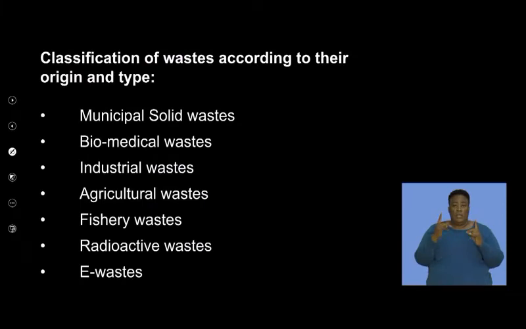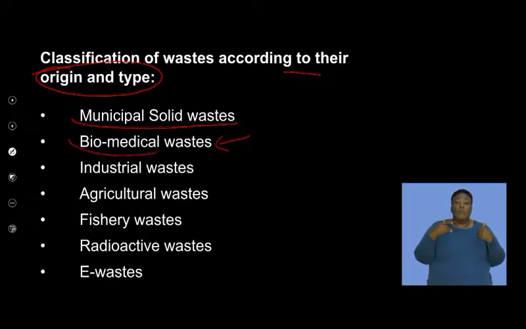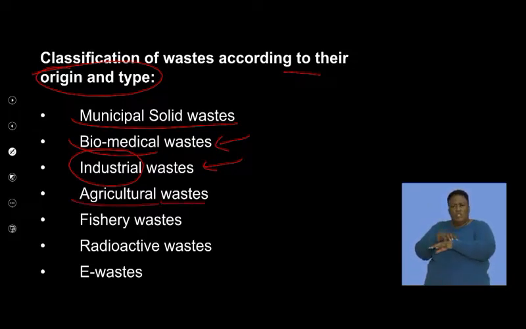Let's look at how waste can be classified according to the origin and type. So we know that we have municipal solid waste, we have waste produced from hospitals, which we refer to as your biomedical waste. We also have industrial waste that's produced from industries that are responsible for the production of commercial goods. We have agricultural waste that is produced by farmers, and these include some of your waste that is not consumed by consumers.